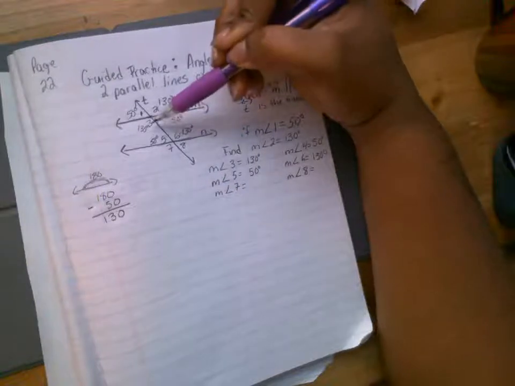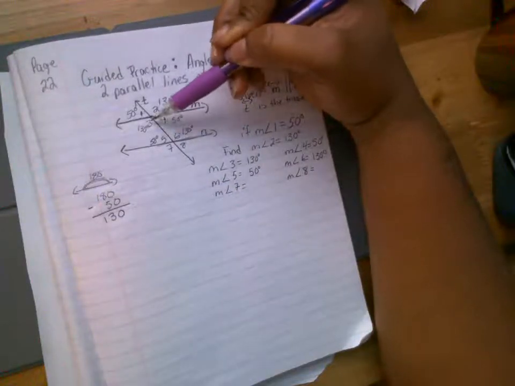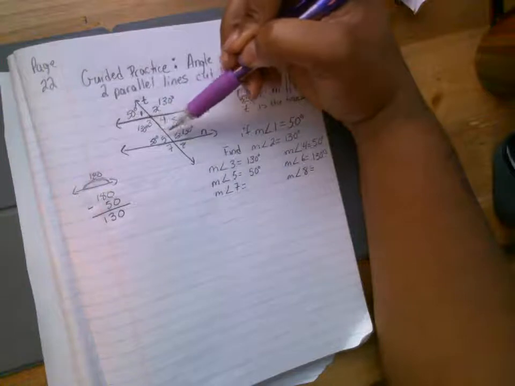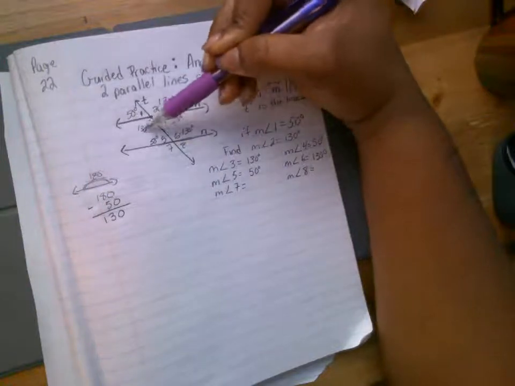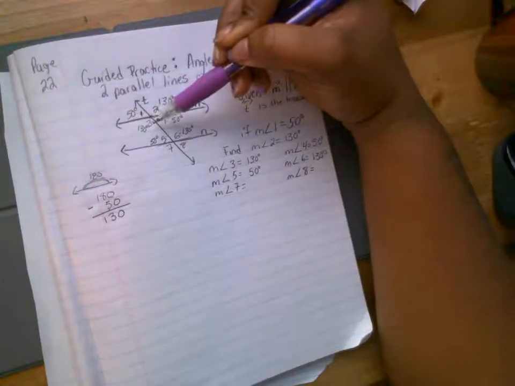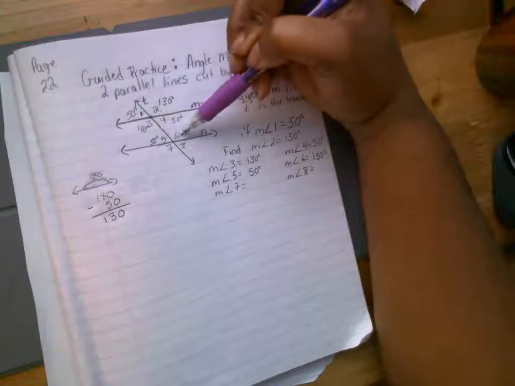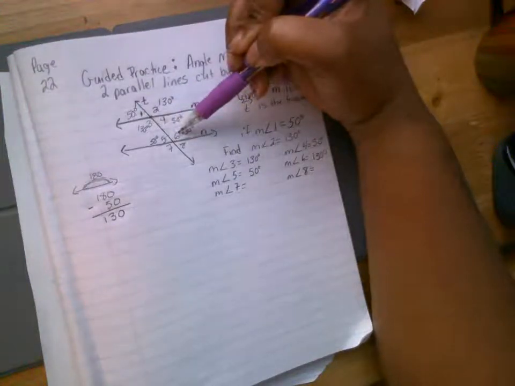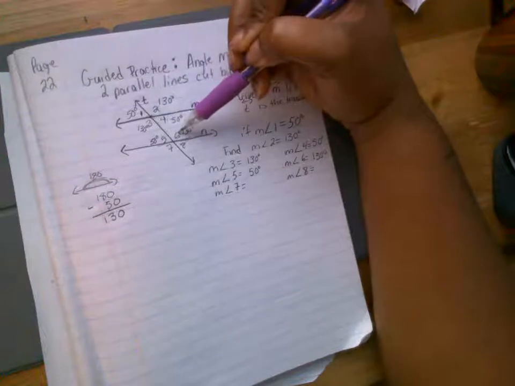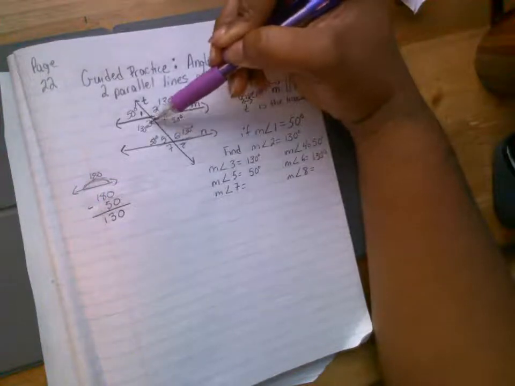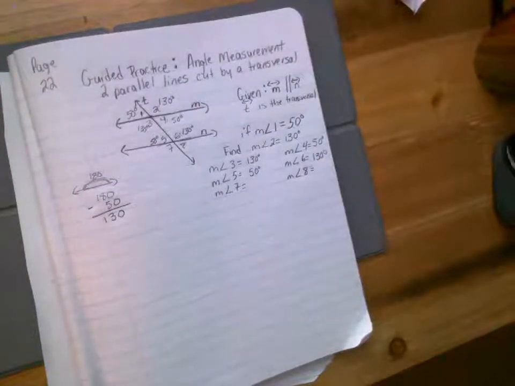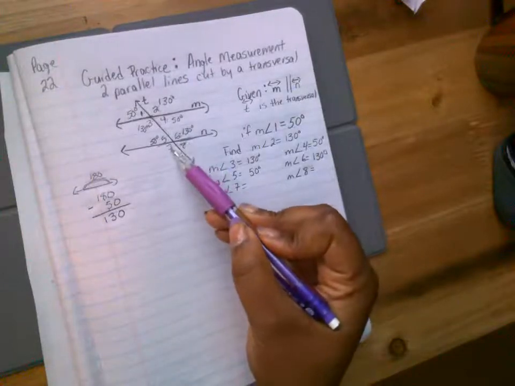or it's alternate interior with 3. 3 and 6 are alternate interior. They're both on the inside. One's on the left, one's on the right, one's on the top, one's on the bottom. So 3 and 6 are also going to be congruent. Okay? So now we can figure out what 7 is.